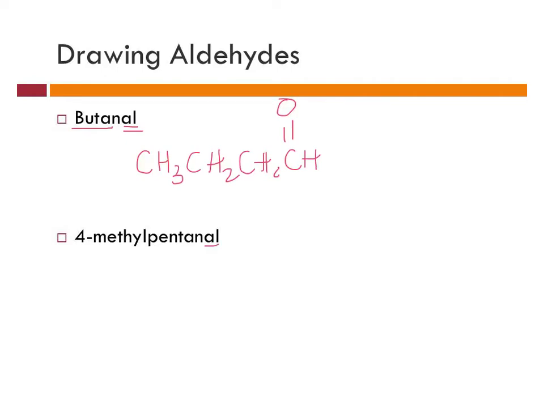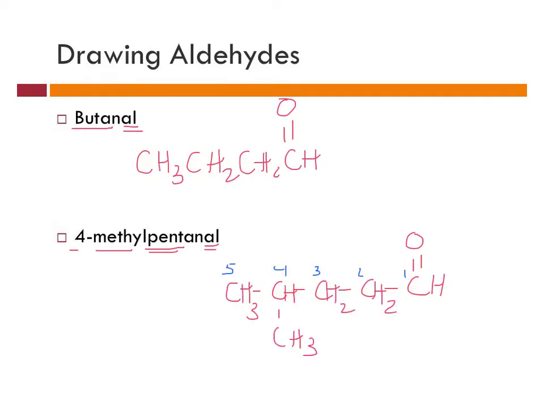In our second example, it's also an aldehyde with the al ending. However, the parent chain is going to be 5 carbons long. Our name also tells us we have a methyl group at carbon 4, and since we always start numbering from the aldehyde end, our methyl group is going to attach to this carbon here. And here we have 4-methylpentanal.